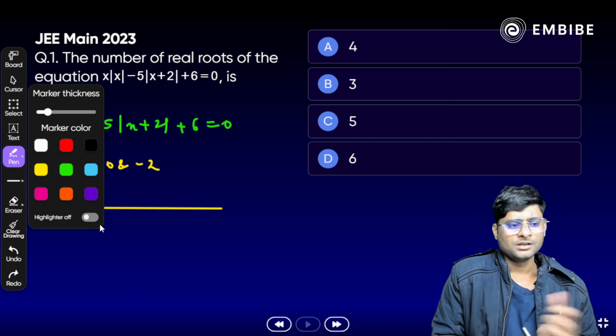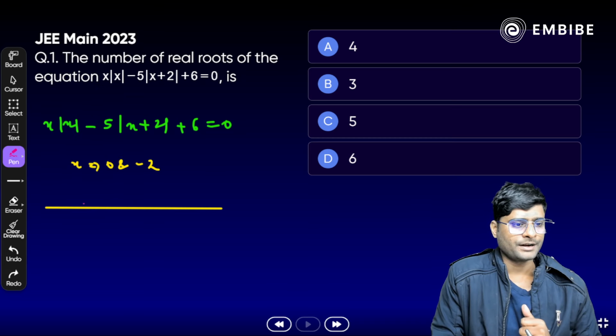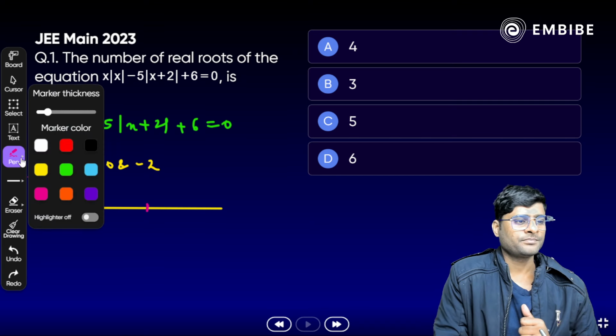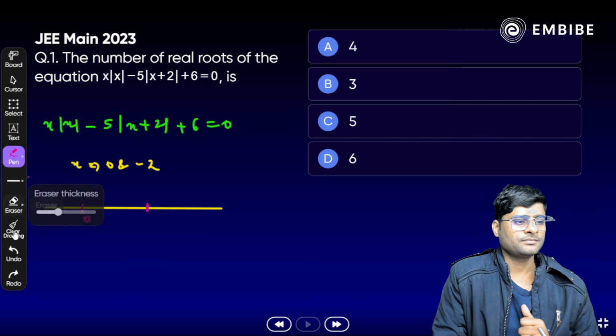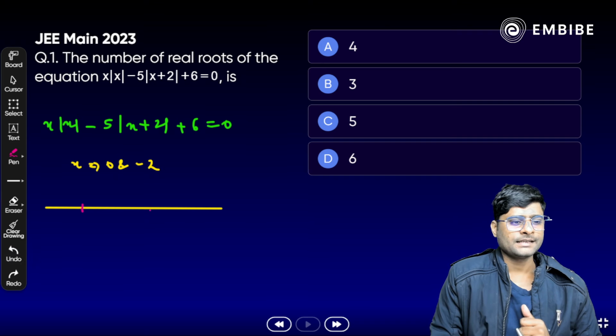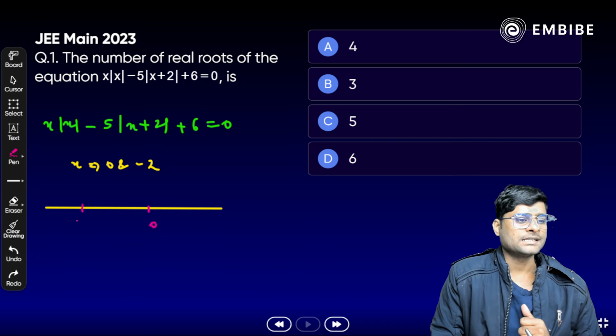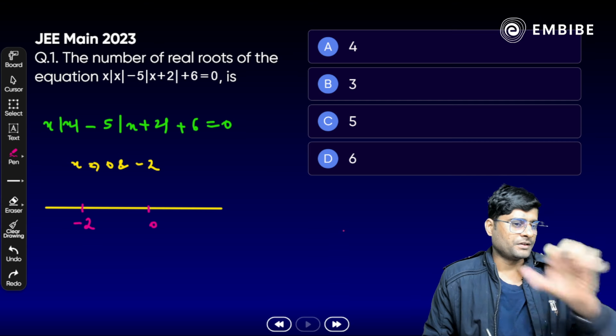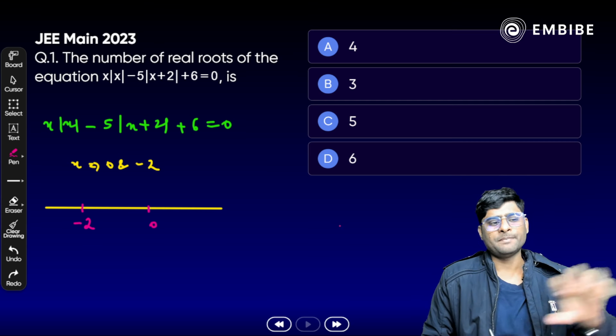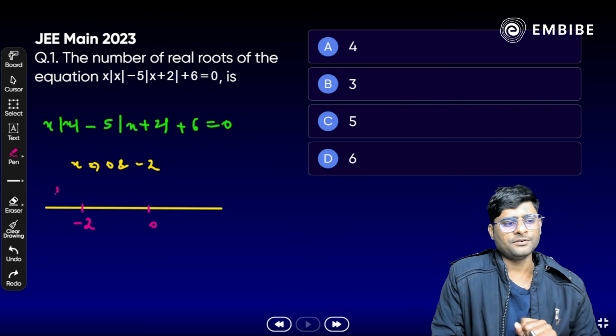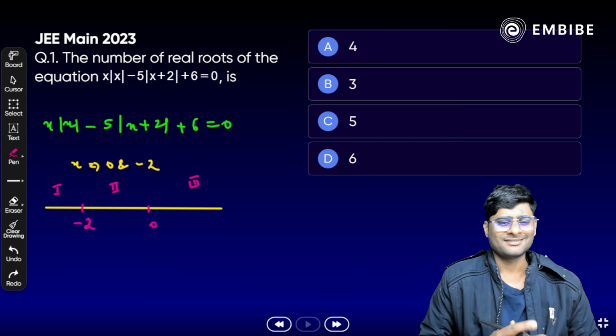Let's take a look here. So we have two critical points, at 0 as well as minus 2, correct? Yes, at 0 as well as minus 2 here. Which divide the region into 3 parts here? Yes, that is the first, second, and third. Is it?